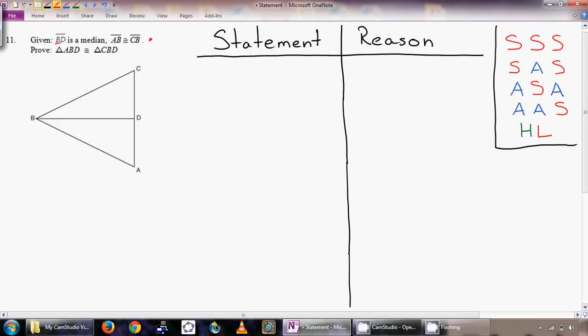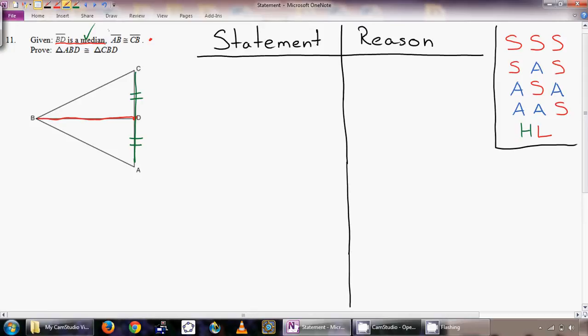First, they tell us BD is a median. Okay, BD is a median. And by definition, the median will split the base into 2 congruent parts. So this entire base is getting split into 2 congruent parts. Okay, that's us using the median piece.